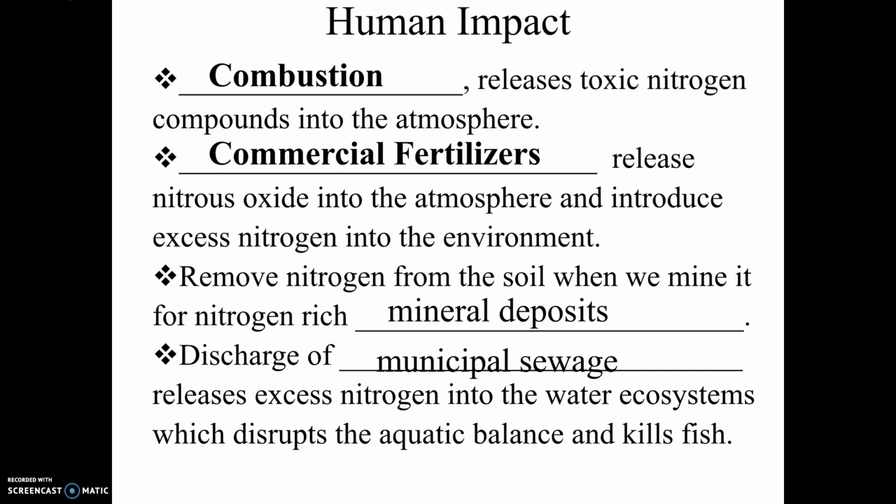Another way that humans can impact the nitrogen cycle is through mining. When we mine for mineral deposits, a lot of the times we're removing nitrogen from the soil because those minerals have a lot of nitrogen in them. Lastly, humans impact the nitrogen cycle by the discharge of sewage. The sewage releases excess nitrogen into water ecosystems, and this disrupts your aquatic balance and can end up killing fish.